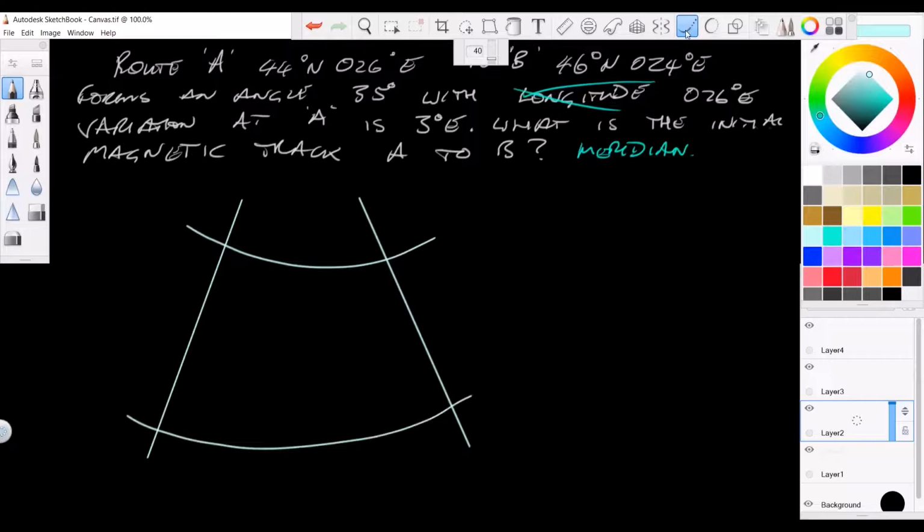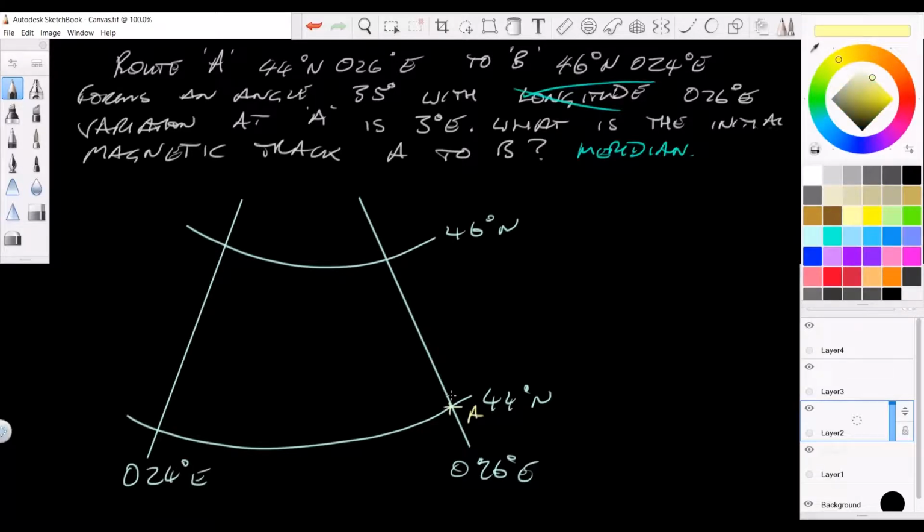So I've got 44 degrees north here, 46 degrees north here, 026 degrees east here, and 024 degrees east here. And the two points in question are A here and B here, which means that my line runs from A to B like that. I'll give it an arrow for direction. It says a track actually, so in principle I should give it two arrows. Two arrows represent a track by convention.